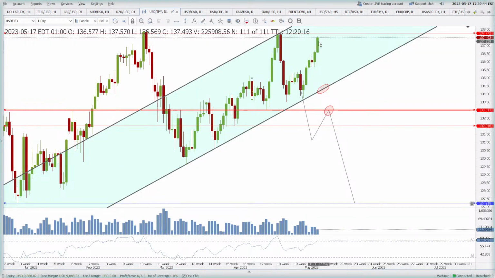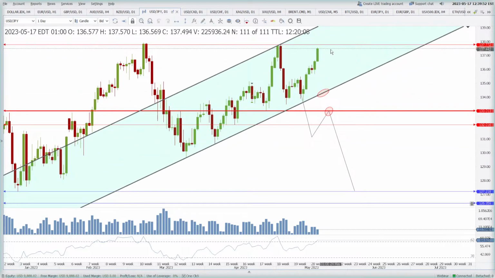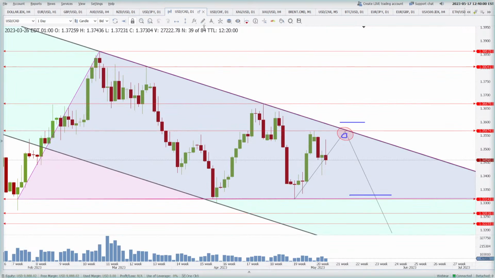USD JPY, we are bullish. 137.49 is where the price is trading right now. 137.77 is expected as the first target in this one. Later on we can have higher targets, but right now the first target is 137.77, which is the previous high. On the downside, 133.01 is the support for this.